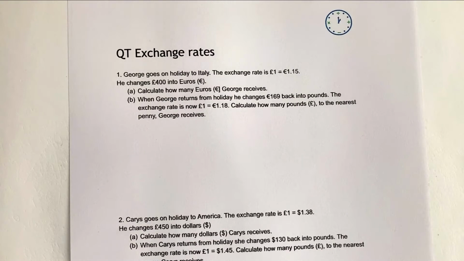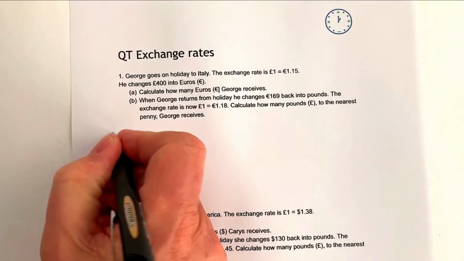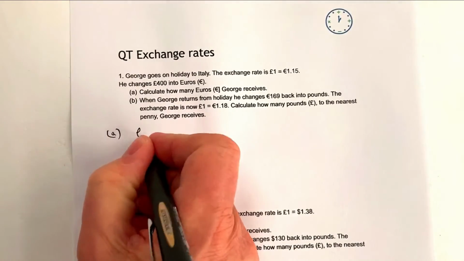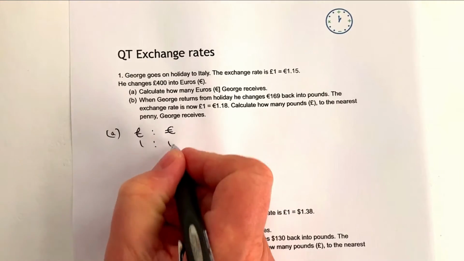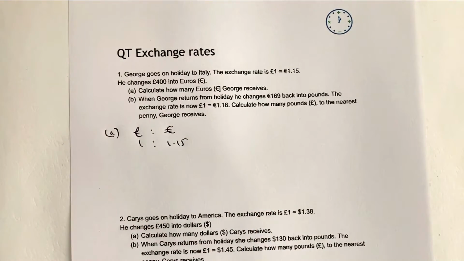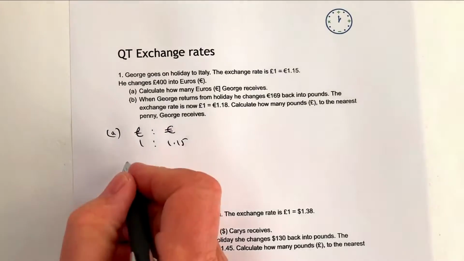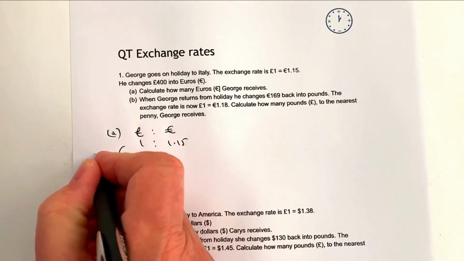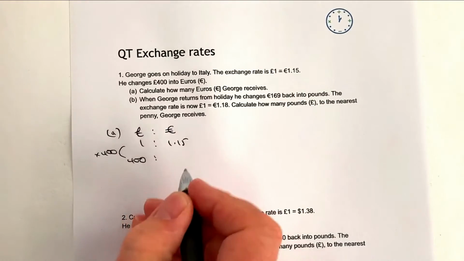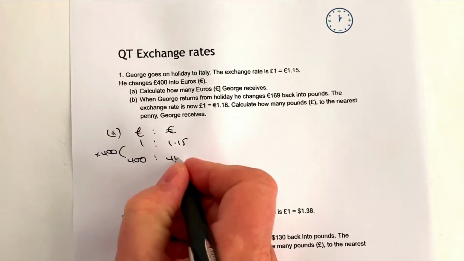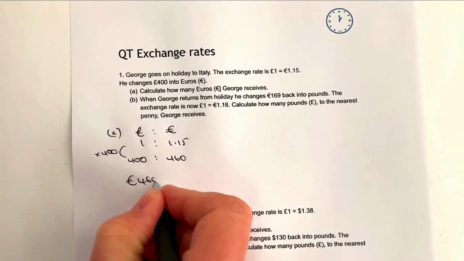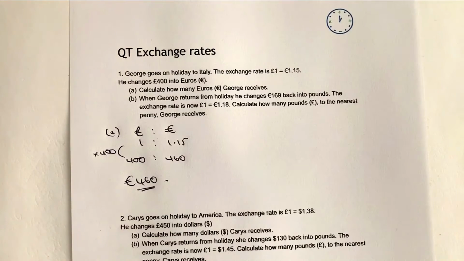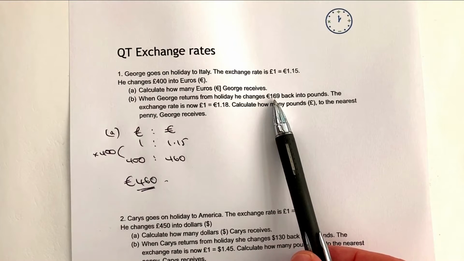So all I'm going to do is with each of these I'm going to approach them in exactly the same way. Part A is where we say there's £1 to euros and the exchange rate is 1.15. Okay, so if he's got £400, then it's going to be basically multiply by 400, and if I do that to 1.15 I'm going to get 460. So part A, he's going to have 460 euros.